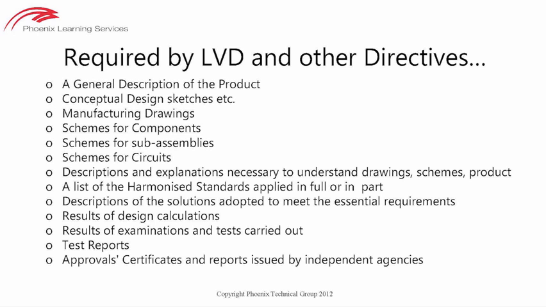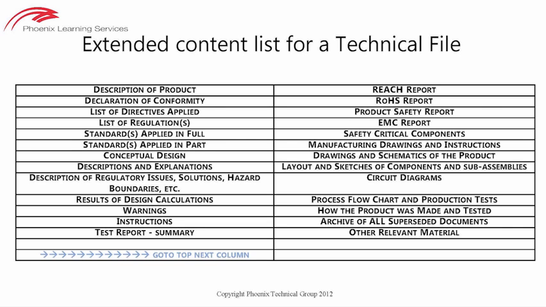This is a list of the requirements, the required topics by the Low Voltage Directive and a few other of the directives. They don't include everything, which we have on the next slide in our extended content. Here we have broken down some of those requirements into subsets, and we've reordered the content so that the larger, bulkier items like the manufacturing drawings are towards the end of the document. That means you can flick through the front end, which will deal with the design and compliance, leaving the detailed larger items such as the archive of all superseded documents at the back, and preserve the data file from exploding in people's hands, which does happen.